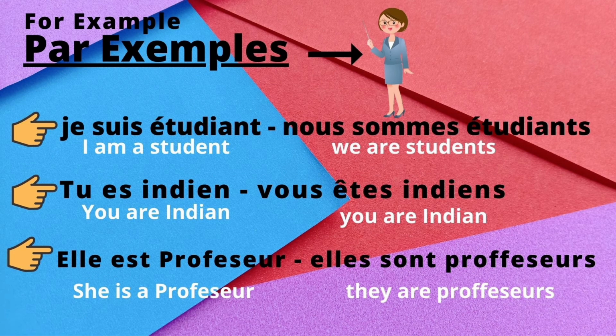For example, je suis étudiant, nous sommes étudiants. Tu es indien, you are Indian. Vous êtes indiens, you are Indian. Elle est professeur, she is a professor. Elles sont professeurs, they are professors.